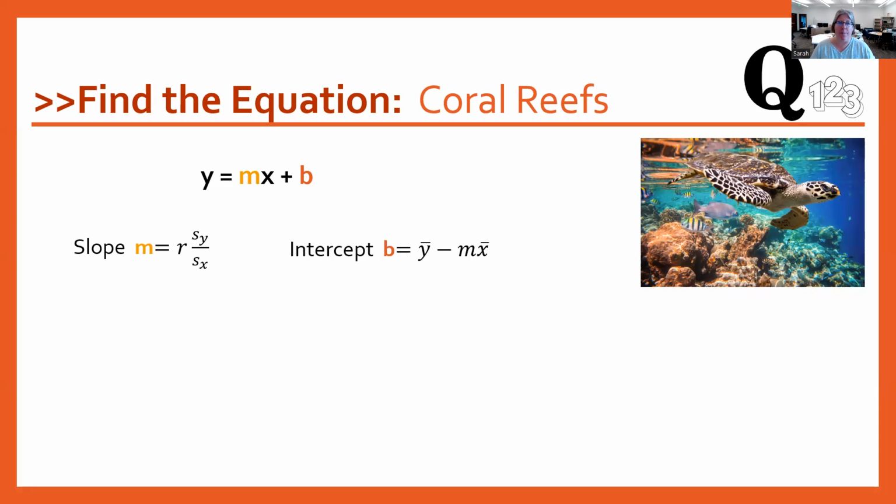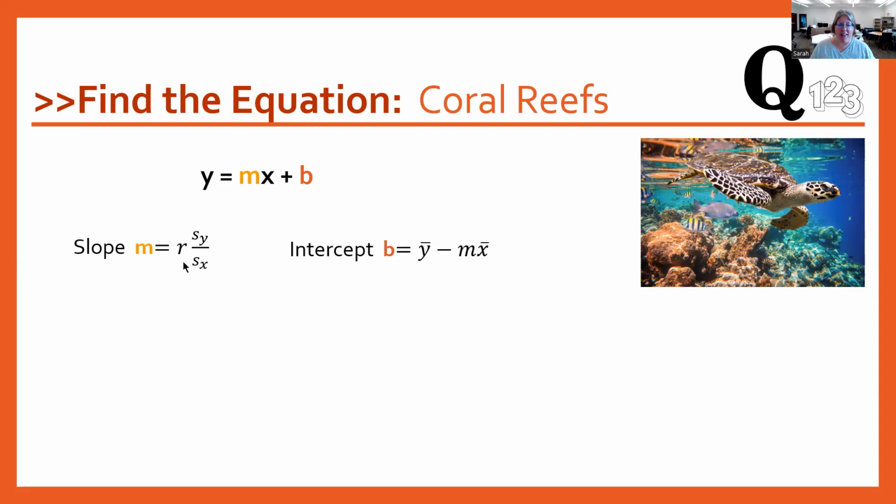You need the mean and standard deviation of the explanatory variable, the mean and standard deviation of the response variable, and the correlation coefficient. Once you have those 5 things, the first thing you want to calculate is the slope. For the slope, you take the 2 standard deviations and divide them: the standard deviation of y over the standard deviation of x, and then multiply that by the correlation coefficient.